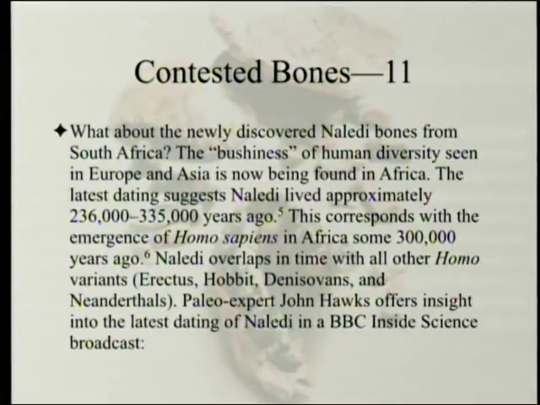What about the newly discovered naledi bones from South Africa? The bushiness of human diversity seen in Europe and Asia is now being found in Africa. The latest dating suggests naledi lived approximately 236 to 335 years ago. That note does not say, by the way, according to them, it actually is a reference. But I think, as we'll find out in the next chapter, according to them is probably a fair thing to put in there. This corresponds with the emergence of Homo sapiens in Africa some 300,000 years ago, and that again isn't a reference. I think it's 315,000 in northwestern Africa.